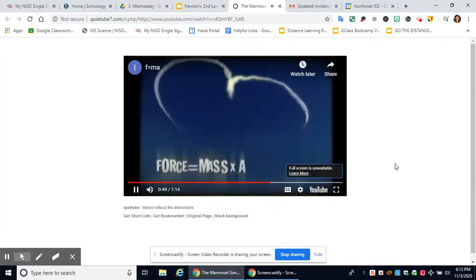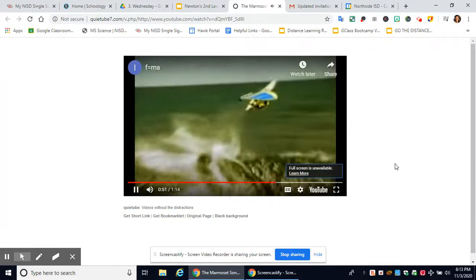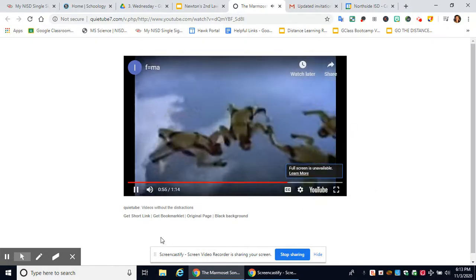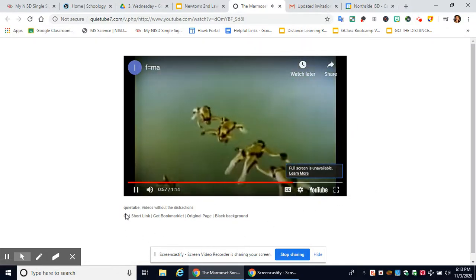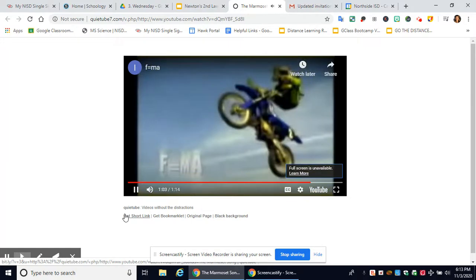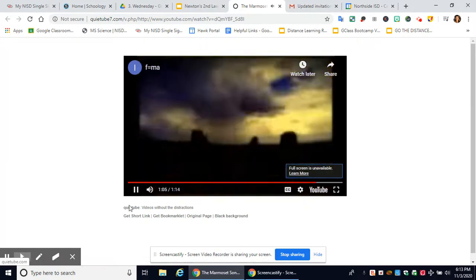Force equals mass times acceleration. Acceleration. Force equals mass times acceleration. Acceleration. F equals ma. F equals ma. F equals ma. F equals ma.